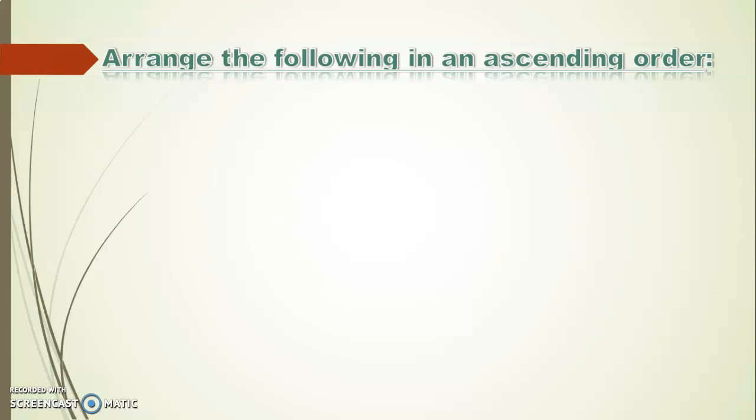Arrange the following in an ascending order, ascending from the smaller to the greater. Here I have 4 kilometers, 4,050 meters, 450 meters, and 40 kilometers. I can't arrange them. Why? Because I have two units. So I convert all the kilometers to meters.